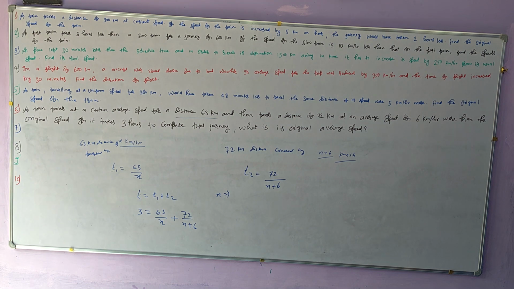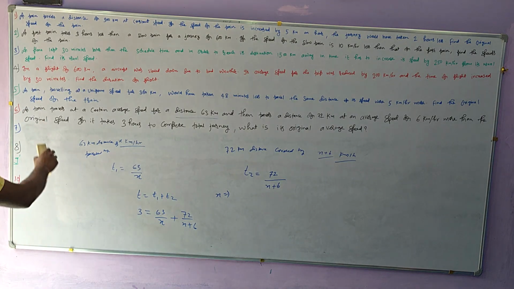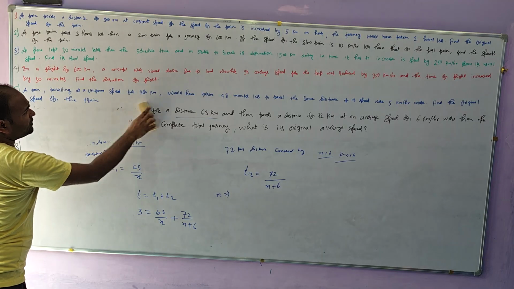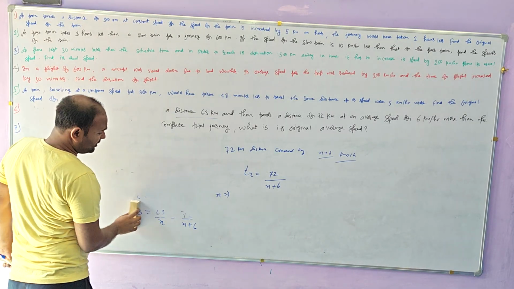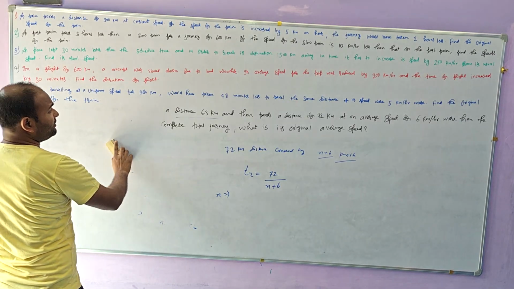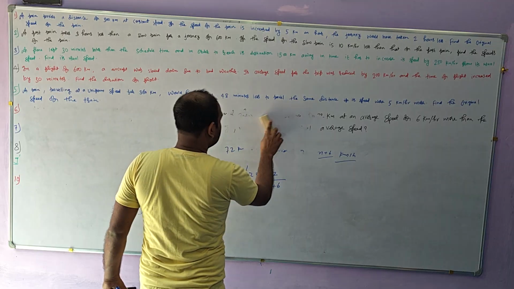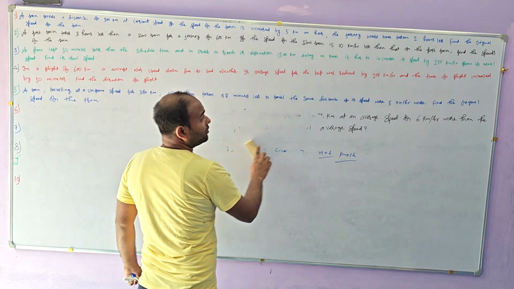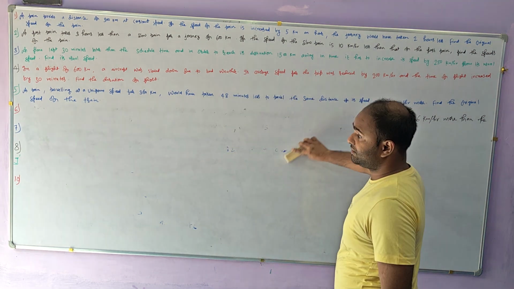Now in another question, a train traveling at a uniform speed for 360 km would have taken 48 minutes less to travel the same distance if its speed were 5 km per hour more. Find the original speed of the train.